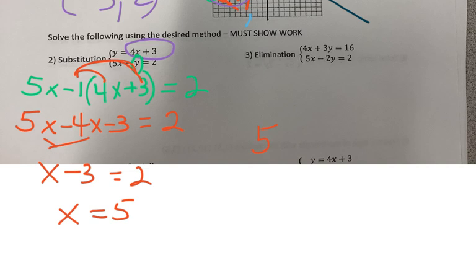That's only half my value. I need the ordered pair. So 5 is the x. Go back and plug it into one of the equations. The top one's the easiest one here. So 4 times 5 plus 3, which is 23. So 5 comma 23 is your ordered pair.